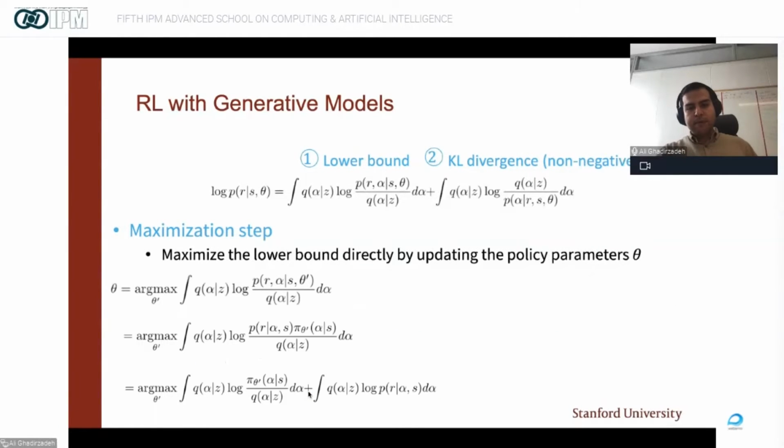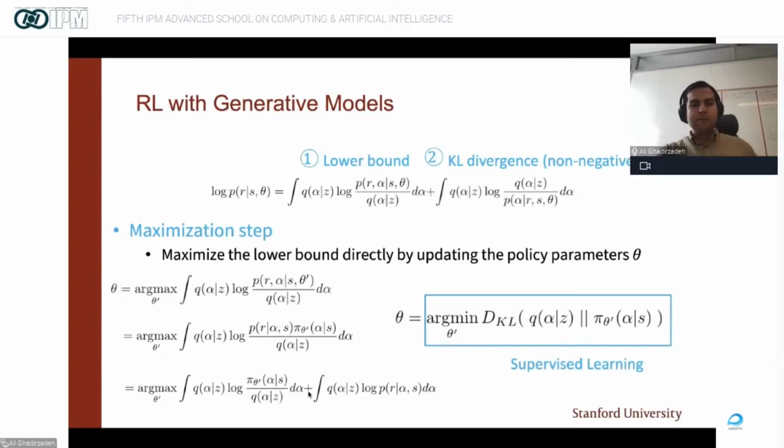So the maximization step, after doing a little bit of math, results in a supervised learning objective, which basically says that in the maximization step, try to find the optimal parameters theta of the deep policy, such that we are as close as possible to the distribution which was found by the variational policy in the previous step.